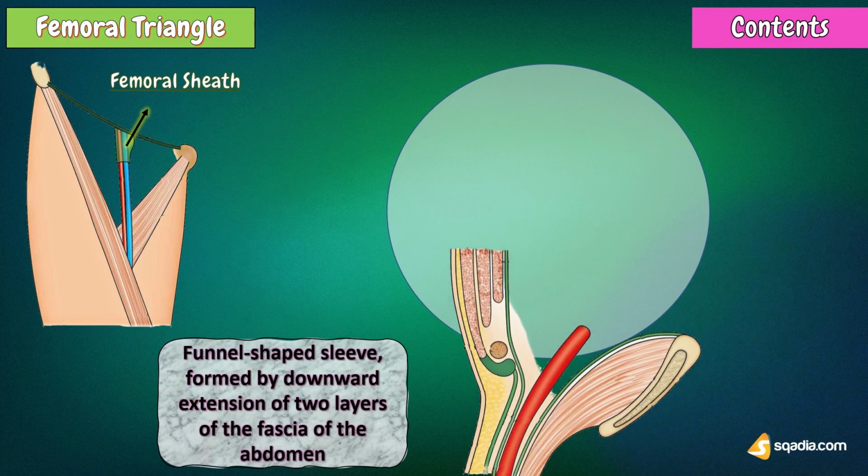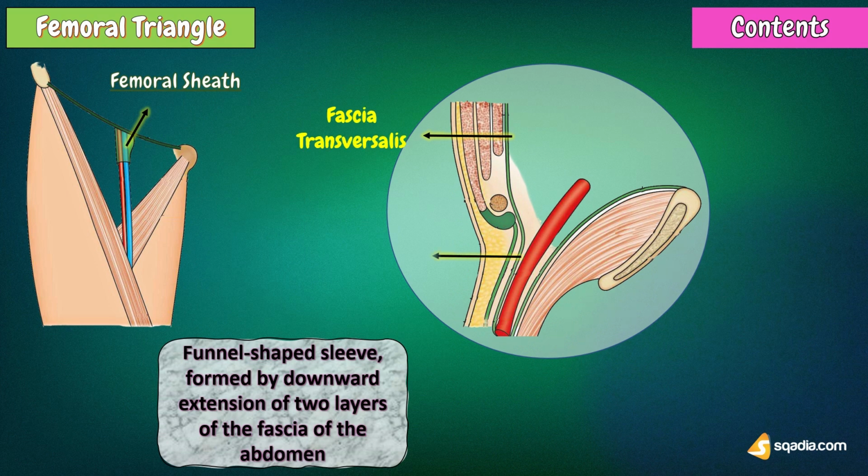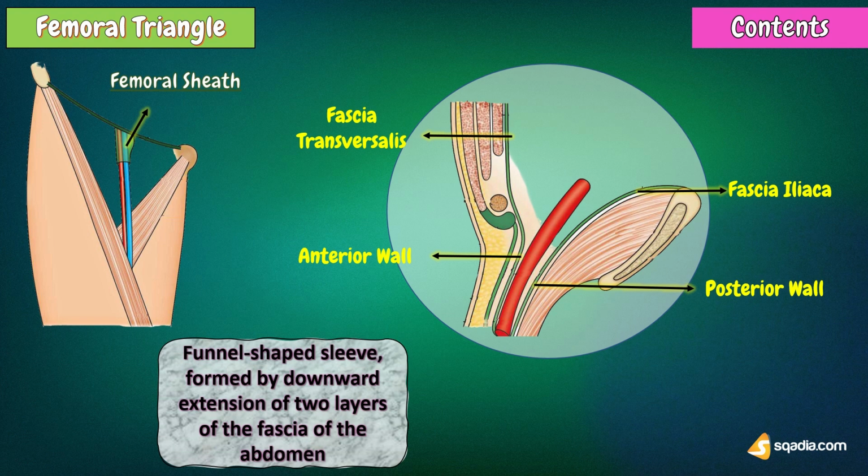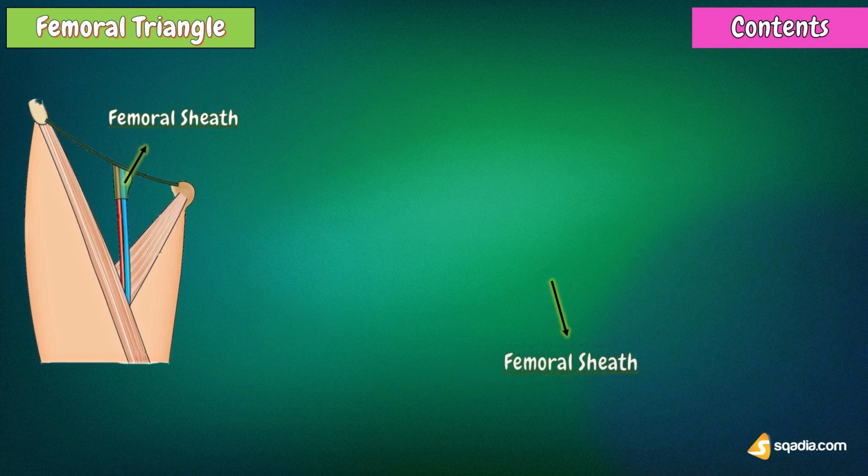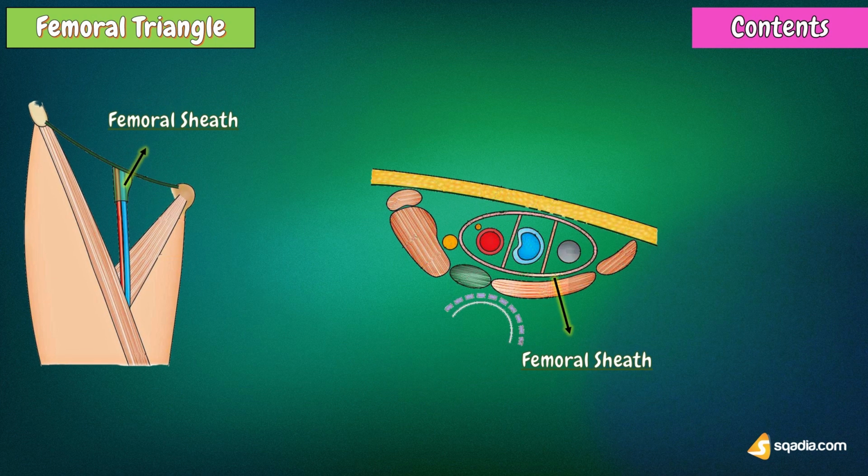The anterior wall of the sheath is formed by the fascia transversalis, which lies in the anterior abdominal wall deep to the transversus abdominis, and the posterior wall is formed by the fascia iliaca, which covers the iliacus muscle. Inferiorly, the sheath merges with connective tissue around the femoral vessels. The femoral sheath is asymmetrical, its lateral wall is vertical, and the medial wall is oblique, being directed downward and laterally.